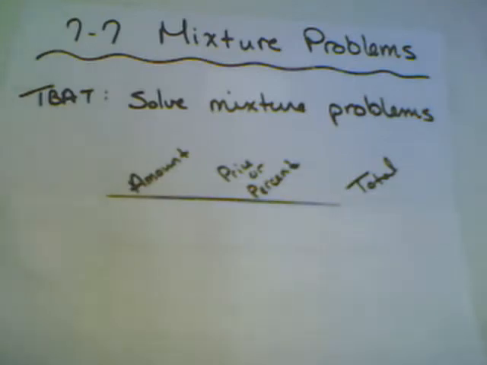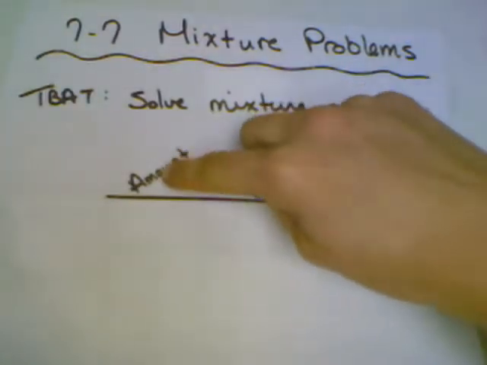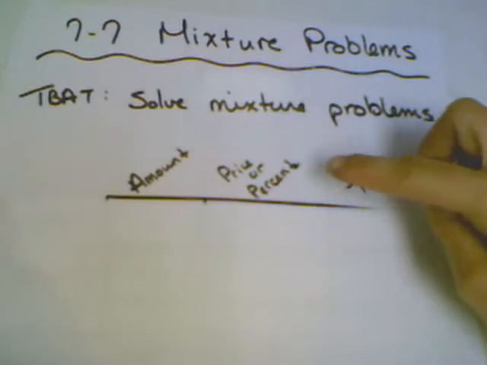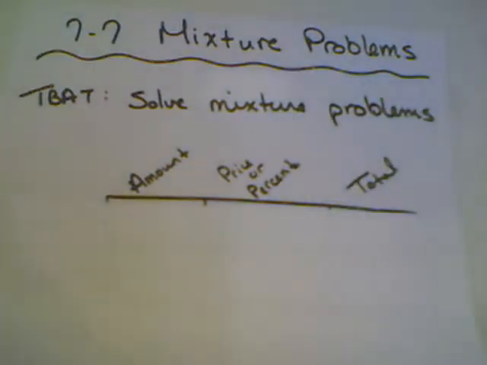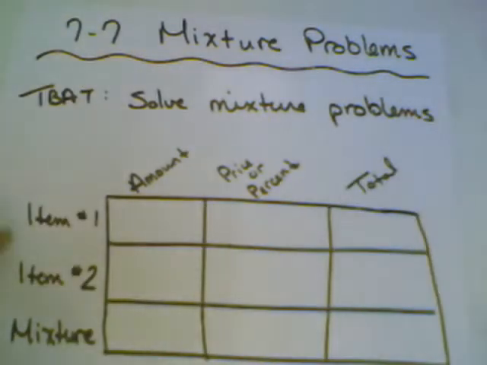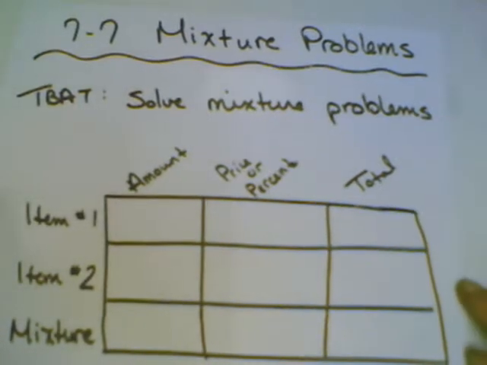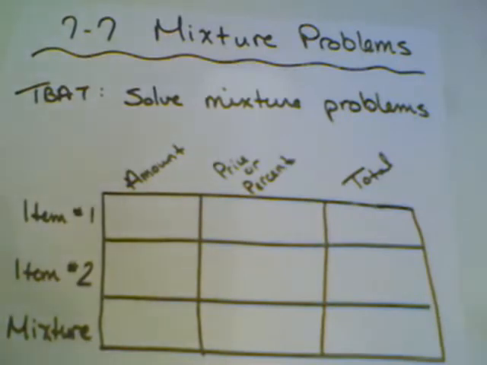Across the columns, you're going to have amount of the materials that you have. The middle column is usually going to be price or percent of what you have of that material. And the last column is going to be total. Your rows are going to turn out to be two different items, for example, water and antifreeze, or cashews and peanuts, two different things, and then the mixture of the two together. So every single problem I would try to create this chart with.